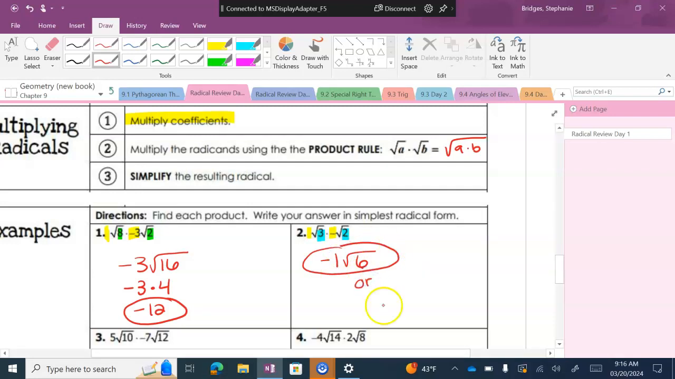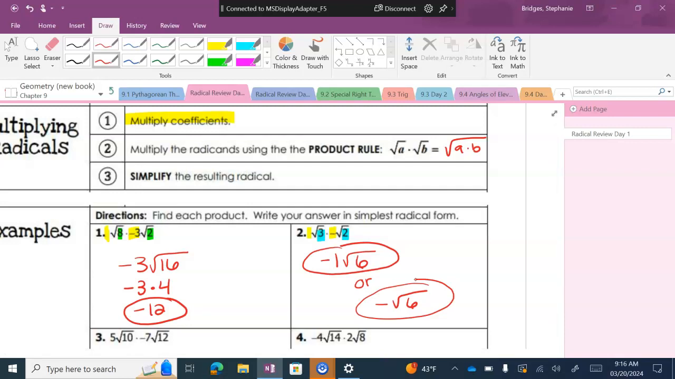Or would it be okay if I just did this? Does that mean the same thing? Yeah. So either one of those. You can write the 1 there if that makes you feel better. Or you do not have to. You have to have the negative sign. You do not have to have the 1. Make a little bit of sense?